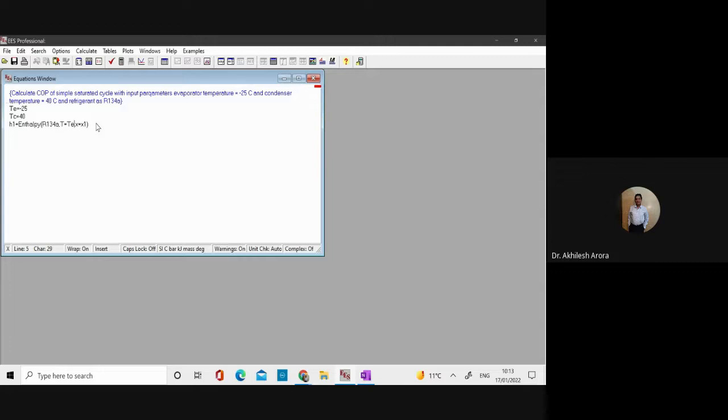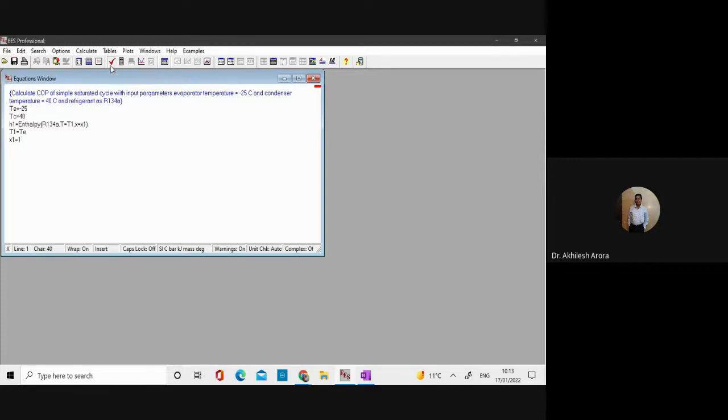Either I can do this, or I can say that T1 is equal to TE. This is what I can do. दोनों तरीकों से हो सकता है, वहीं पे चेंज कर दो, and in the next line you write one more equation. Similarly, if I have to say what is X1, what is the dryness fraction or quality at 1? Okay.